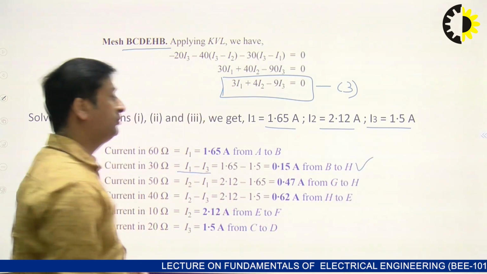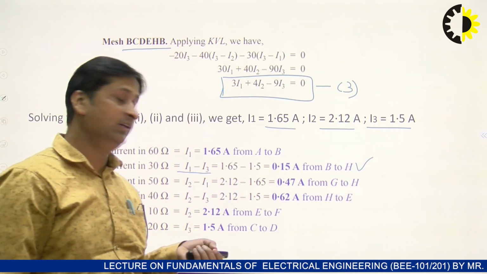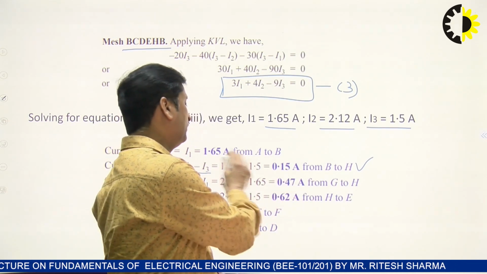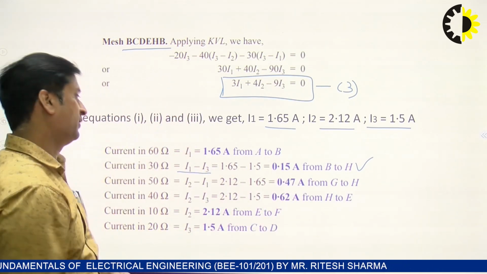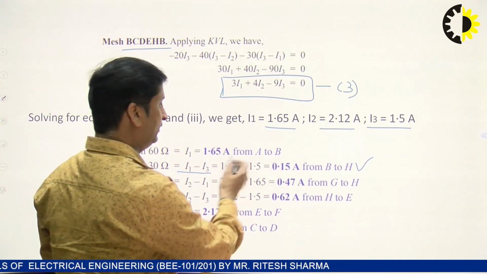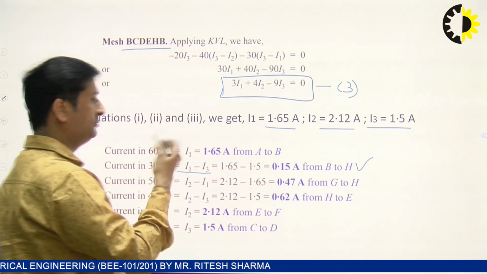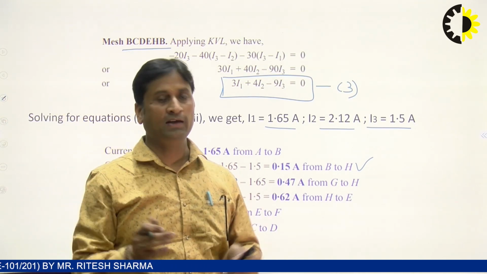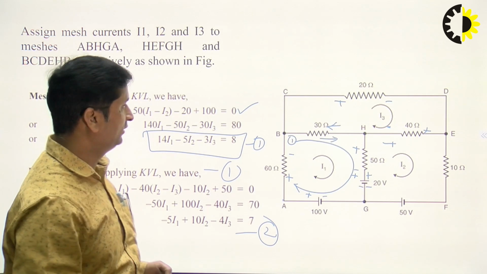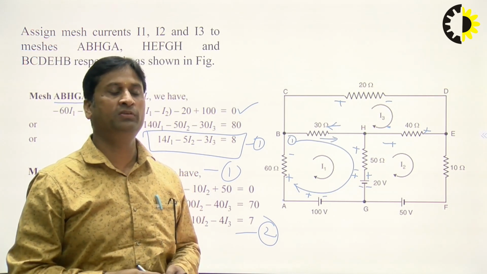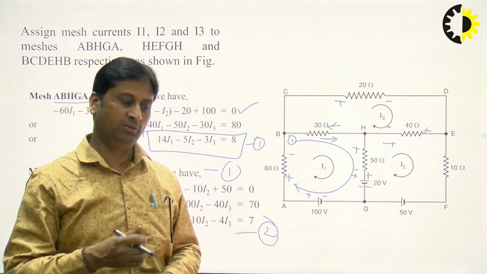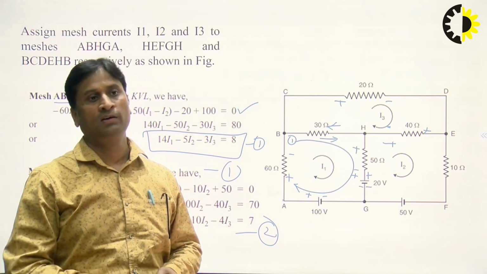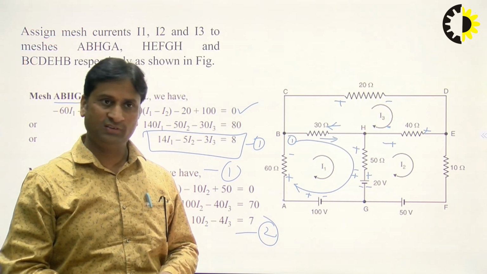So we also have to show the current direction. If it is positive, it means whatever direction we have taken is correct. If it is negative, then the direction is opposite to what we have assumed. So this is how we can calculate the current in any branch. These are some problems based on mesh analysis, and I hope the students will benefit from this lecture.